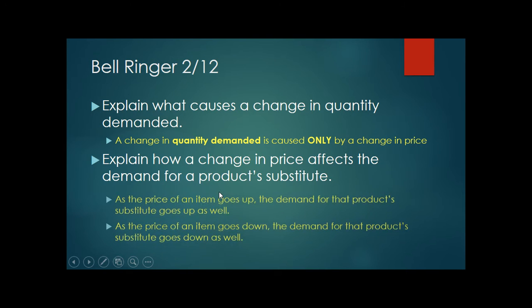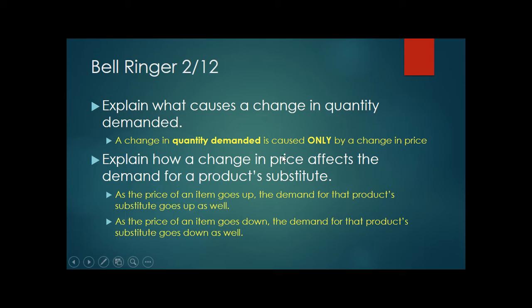Well, as the price of an item goes up, the demand for that product's substitute goes up as well. As the price of an item goes down, the demand for that product's substitute goes down as well. So think if we sell Coca-Cola and our substitute is Pepsi, if the price for Pepsi goes up, our demand for Coca-Cola goes up because people are going to go buy Coca-Cola instead of Pepsi because Pepsi is more expensive. Same thing works, but in reverse. If Pepsi goes on sale, our demand would go down because people are going to buy Pepsi instead of Coke because it's on sale and they see it as a substitute.